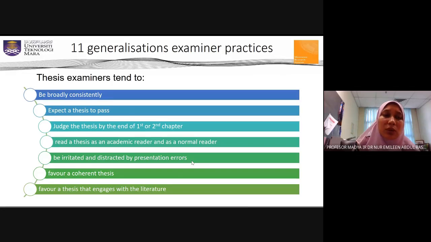So kenapa, why they said that introduction and literature review are particularly important in the thesis? So because from there we know whether the candidate knows what they are doing. If the examiner had a good first impression, they feel they can relax and enjoy the thesis. If not, they read more critically looking for problems. So the first two chapters ni is very important.